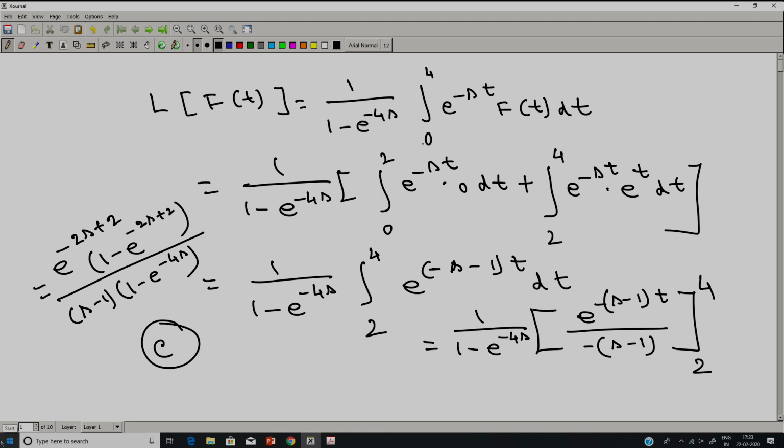So, effectively I have to know the Laplace transform of a periodic function to evaluate this one. If I know it, I can very easily find the solution using this formula: the Laplace transform of a periodic function with period T is 1 by 1 minus e power minus Ts, into the integral from 0 to T of e power minus st into f(t) dt. So, we have to evaluate it this way.